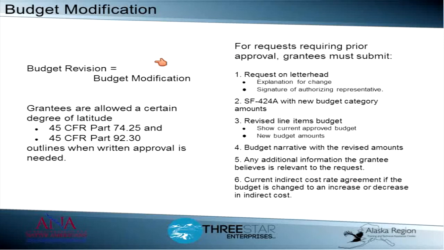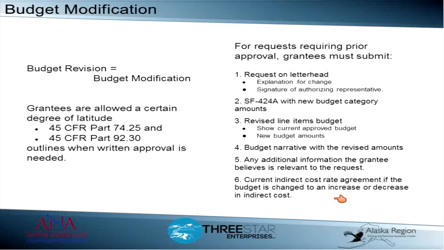Your budget revision, which is also considered your budget modification, has several requirements. Your request on letterhead with an explanation and a signature from your authorized representative, your 424A, a line item budget that has been revised, a narrative with your revised amounts, other information that you may feel is necessary, and your current indirect cost rate agreement if the budget has been changed to increase or decrease your indirect cost.